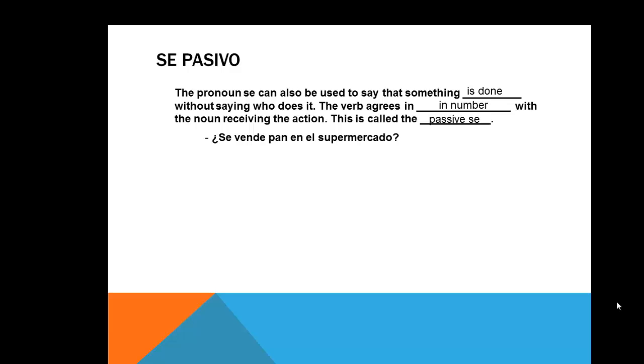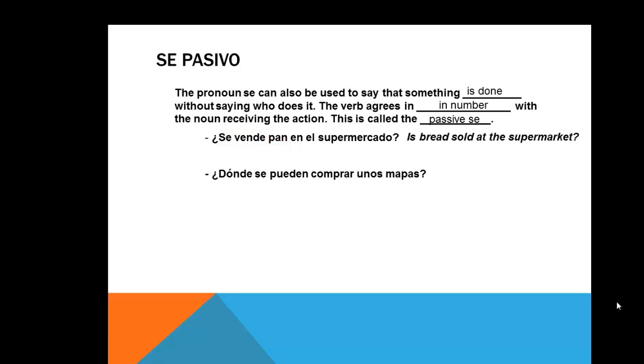Se vende pan en el supermercado. Is bread sold at the supermarket? Please notice in this example we use se vende because what we're selling, pan, is singular. Se vende is singular, pan is singular.